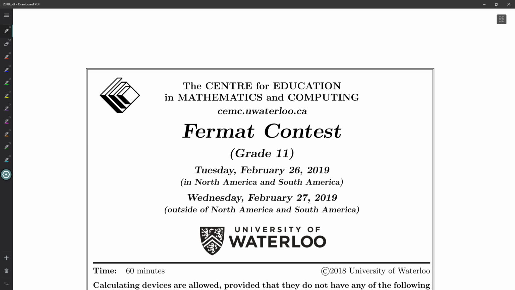It's Root Beer here, and I'm going to be starting to look at another University of Waterloo math contest this week. This time it's going to be the Fermat paper, so this is a grade 11 paper, and we'll be looking at the year 2019 together.